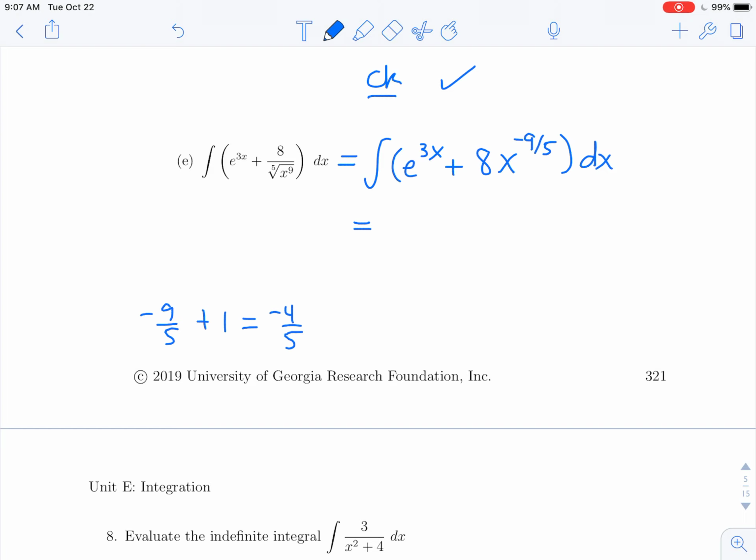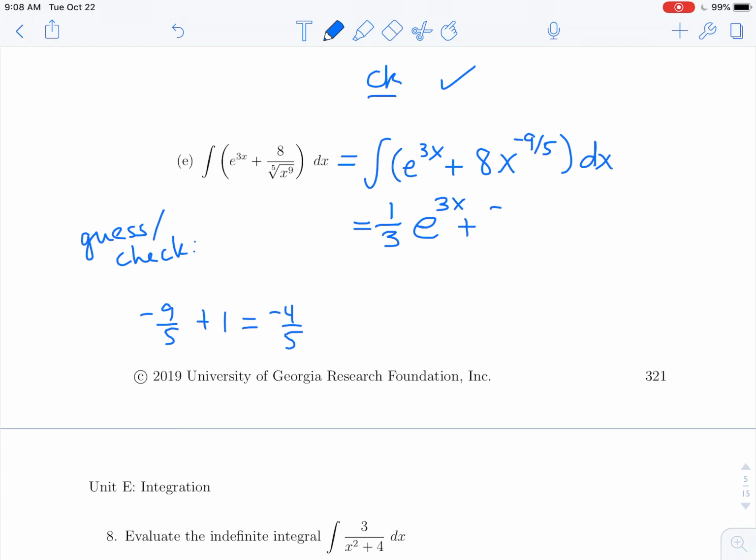Now, if we want a function, we're going to have to use a little bit of guess and check on this one. If we want a function whose derivative is e to the 3x, well, it better be something like e to the 3x. But when we take the derivative of e to the 3x, we get 3 e to the 3x, which is not exactly right. So to fix it, we need to multiply by a 1/3. You can check that when you take the derivative of 1/3 times e to the 3x, you get e to the 3x. So that part is taken care of.